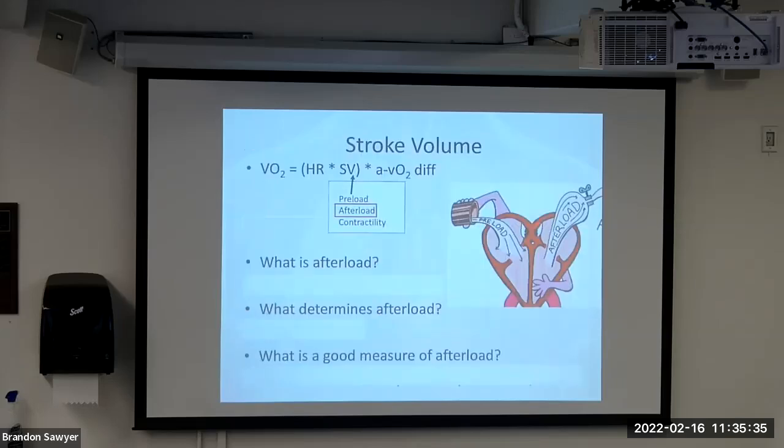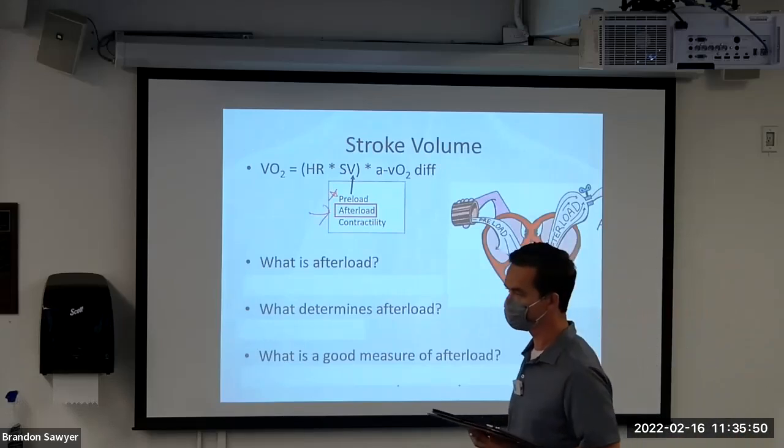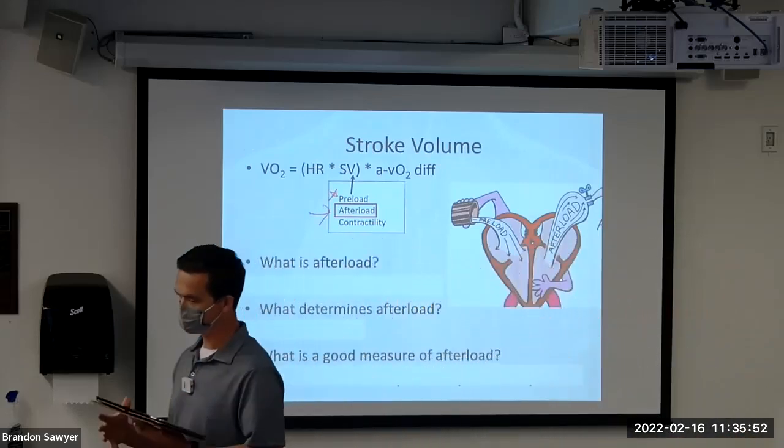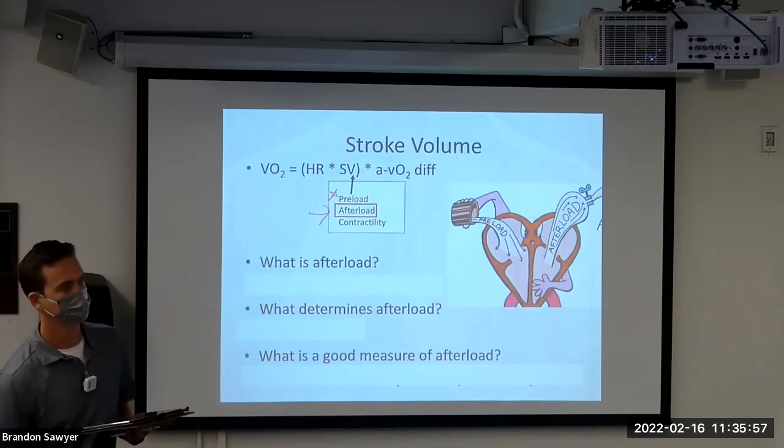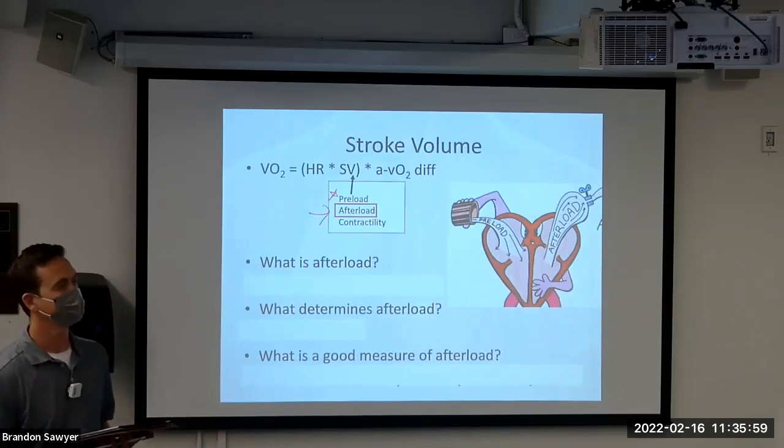Okay, so let's look at the second factor related to stroke volume, which would now be afterload. We talked about preload. Now let's talk about afterload. Who's got a definition of afterload for me? Preload was how much we fill up the heart before it contracts, right? What's afterload? Go ahead.